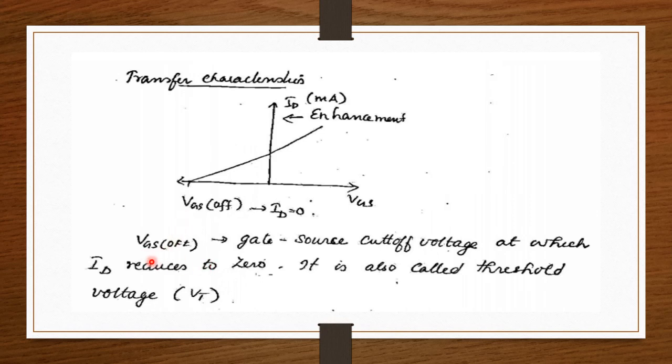So what is VGS off? It is the gate source cutoff voltage at which ID reduces to 0. This voltage is also called the threshold voltage. So it is the threshold voltage at which the channel becomes devoid of charge carriers, and no drain current passes through or crosses the channel. Right? This is the transfer characteristics of D MOSFET.